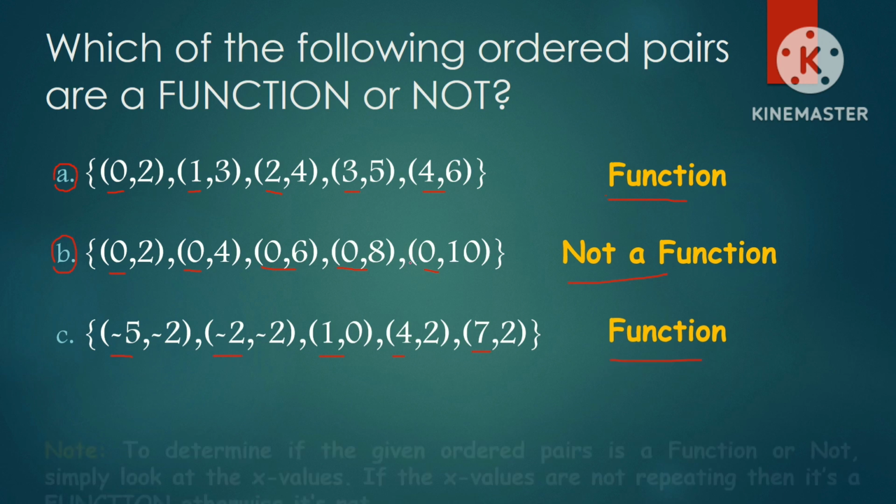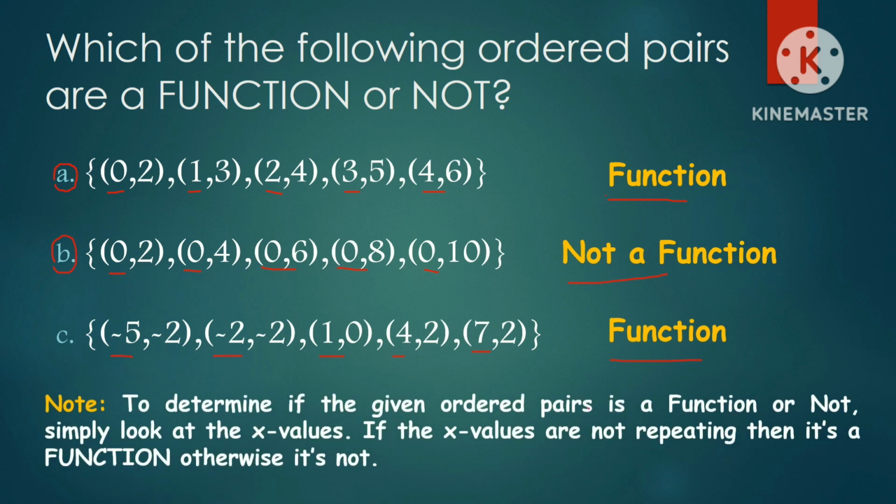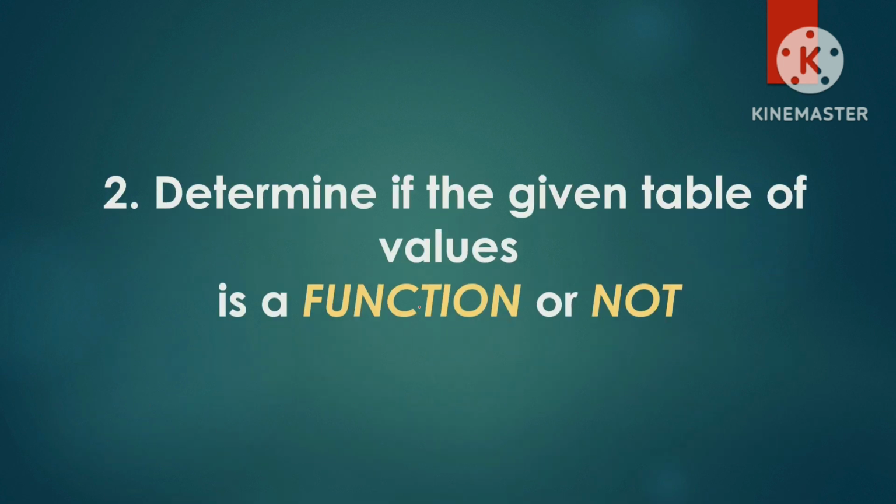So meaning to say, to determine if the given ordered pairs is a function or not, simply look at the x values. If the x values are not repeating, then it's a function. Otherwise, it's not. Okay? So again, very simple lang. Try to look at the x values. Kapag umuulit, then that is not a function. Pero kapag hindi, then that is a function. Okay? Next, let's have number 2.